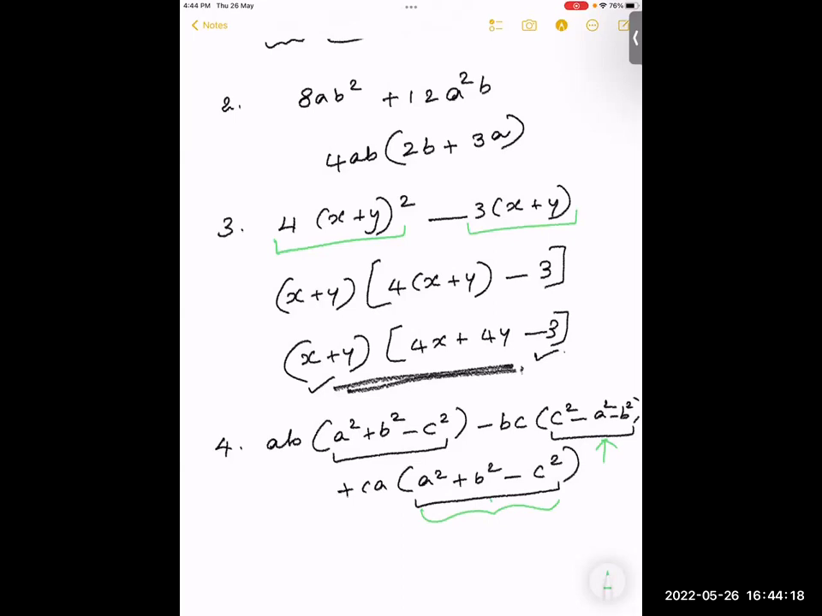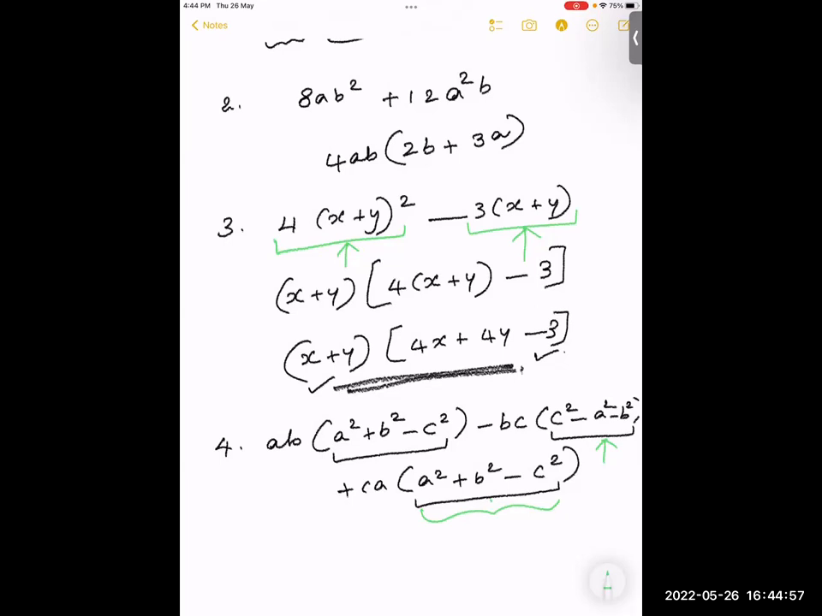Yes, ma'am. I'm not expanding it. So both have x plus y in common. Both means this has one x plus y, this has two: x plus y the whole square is coming in the first term. Here you have just x plus y. So that is common. So take out x plus y. When you take out x plus y, what is remaining in the first term?